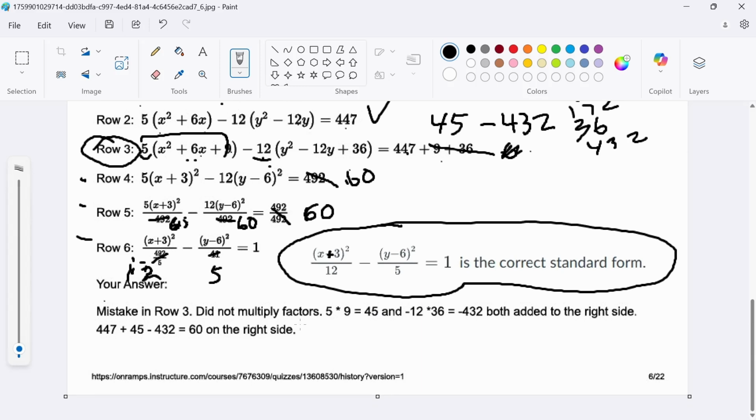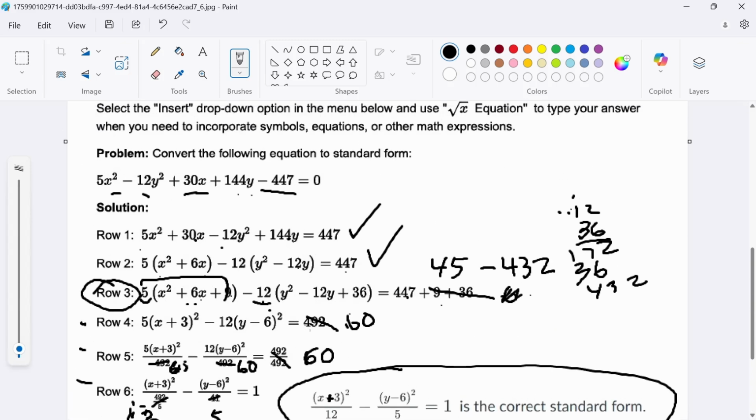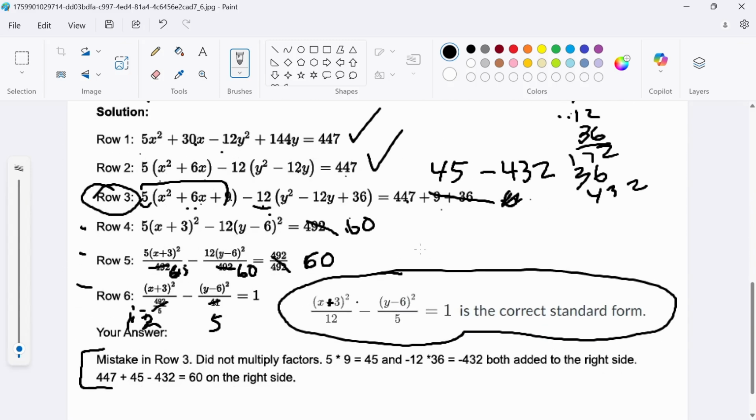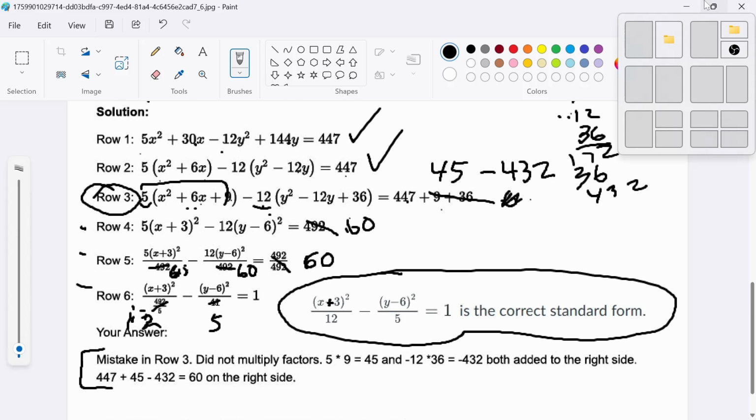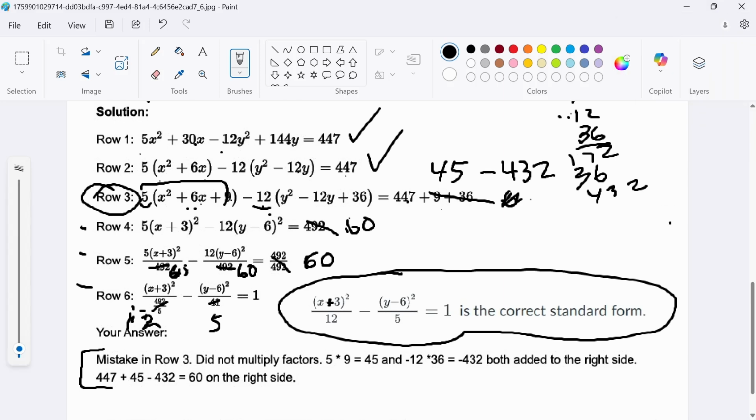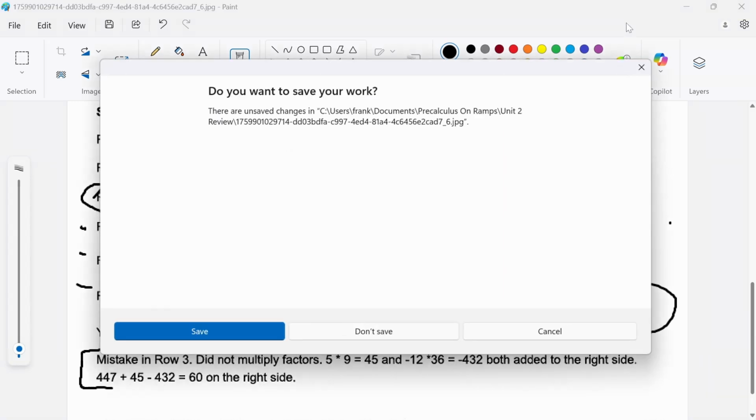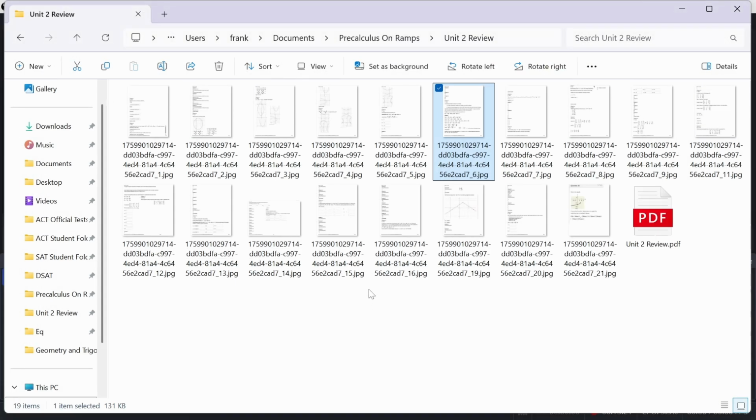And so this is what the student wrote. Mistake in row 3, did not multiply factors. And so that's correct, and then standard form. I think when this student filled it out, they put x minus 3 squared originally instead of x plus 3 squared. So it would have been marked wrong, but just make sure you keep your signs straight. Okay, next one.